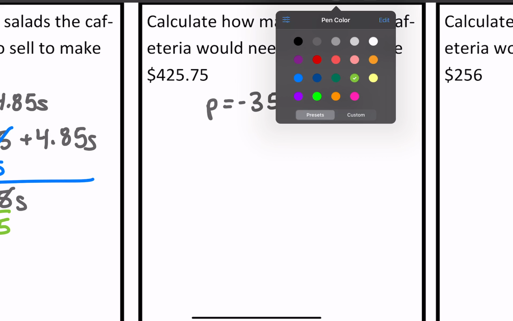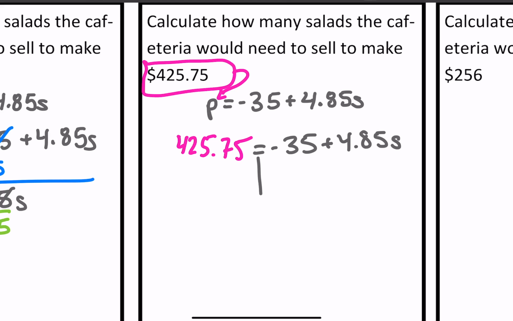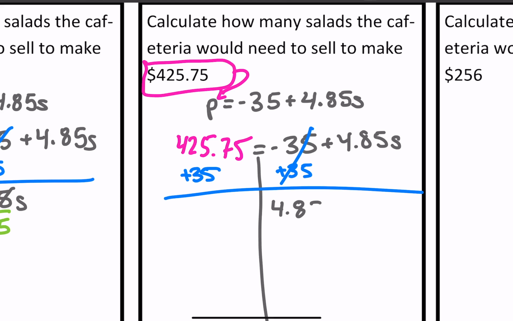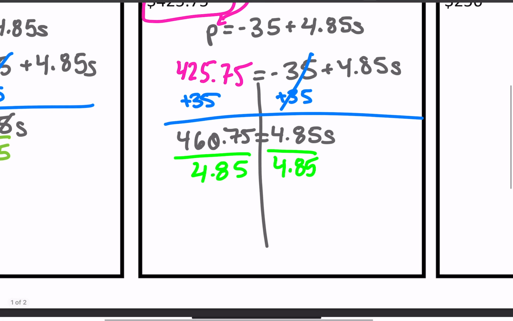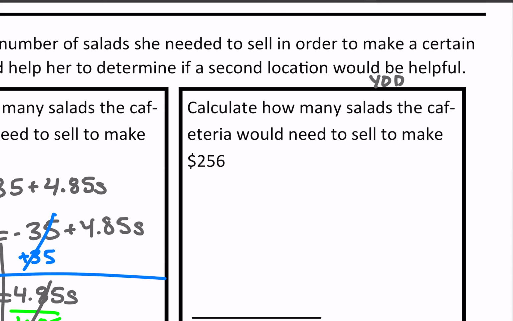All right. Next one, still using that equation, nothing's changed. But this time we want to make $425.75. So that's what P turns into. We're plugging that in, but nothing else changed. Once again, we're going to solve, so we're going to add that 35 on both sides. This leaves us with 4.85 S equals $460.75. We're going to have to divide that 4.85 on both sides, which means our S is going to equal 95 salads sold.